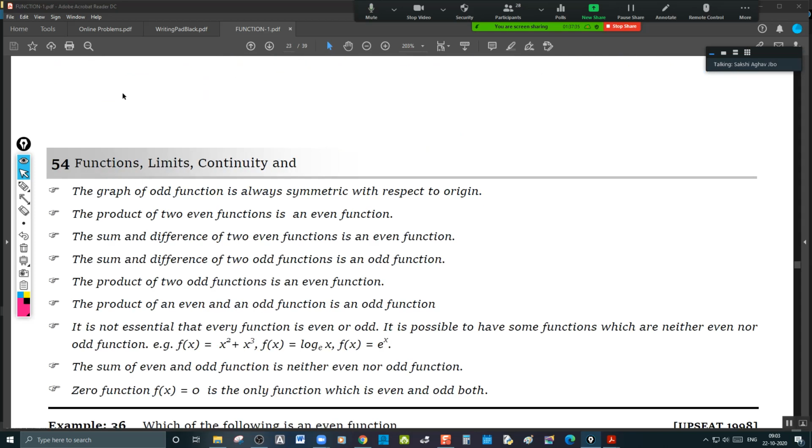ठीक है, ये पॉइंट पढ़ो बेटा जो मैं दिखा रहा हूँ इधर. The graph of odd function is always symmetric with respect to origin. Origin. मैं तो opposite quadrants बताया, उन्होंने with respect to origin बताया.